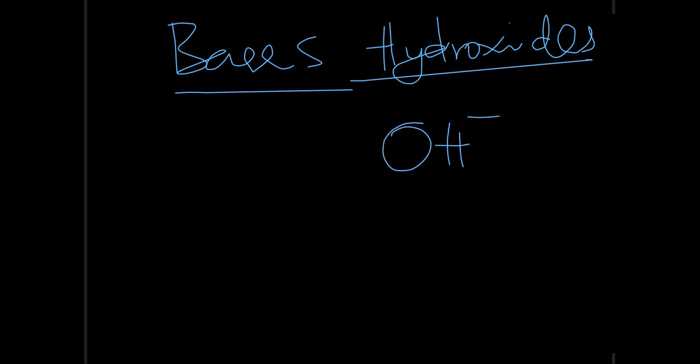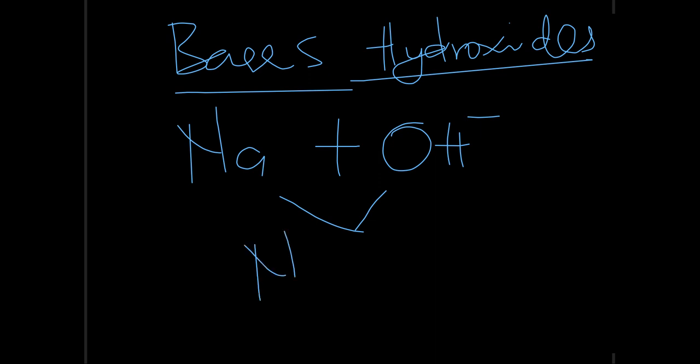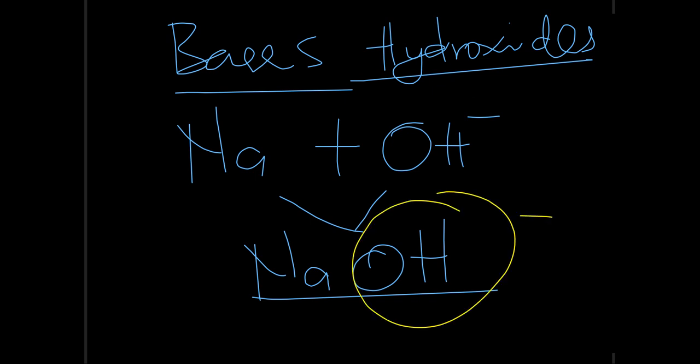OH minus. So whenever you have hydroxide combining with a cation, let me give you an example, sodium, whatever is formed is a base. Here in this case it will be sodium hydroxide. So this is a sodium hydroxide base. Anytime you have a compound with this hydroxide inside, this is what we call hydroxide base. And we'll be looking at how to name compounds of this nature.